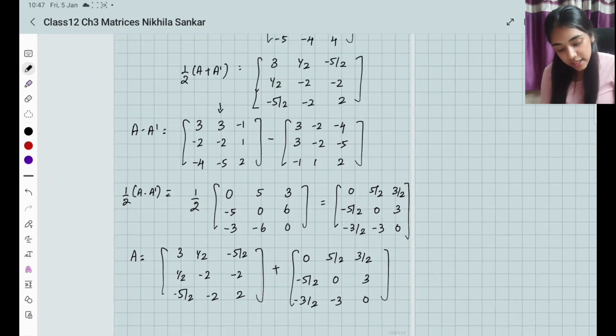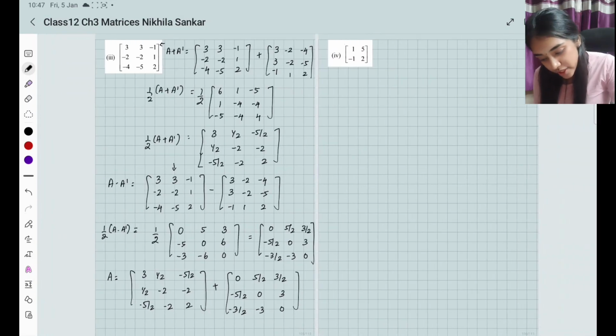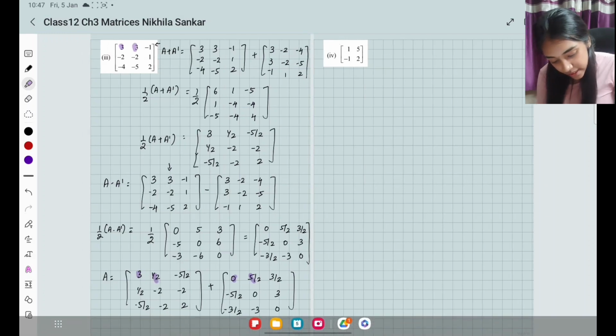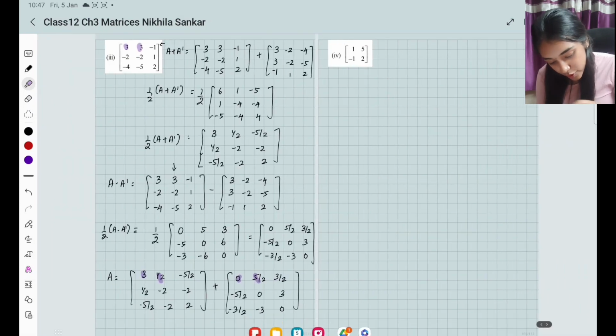Now how do you know whether what you got is correct or wrong? You have to cross check. Check whether the A matrix comes back again. So I have 3 plus 0 is going to be 3. Then half plus 5 by 2, 6 by 2, again 3. Then minus 5 by 2 plus 3 by 2 is going to be minus 2 by 2.